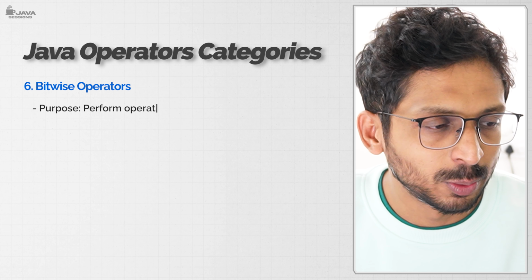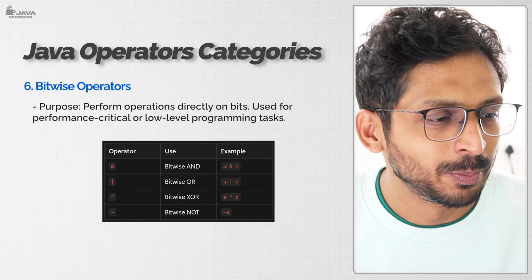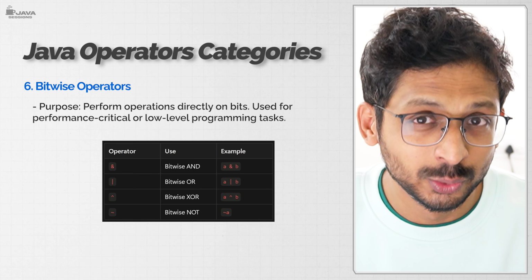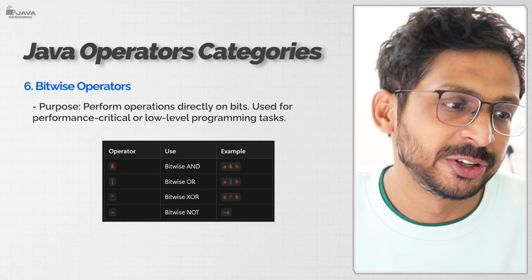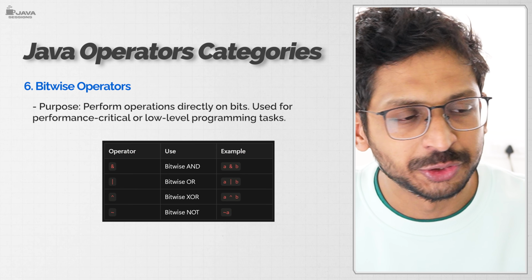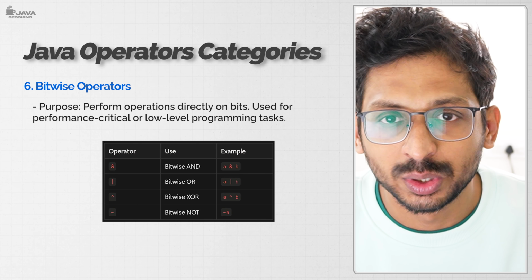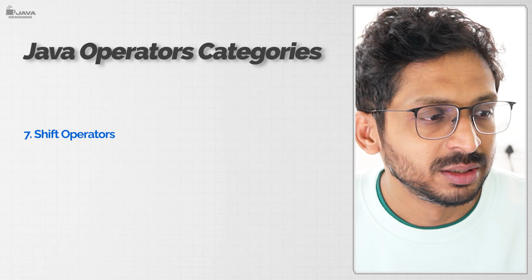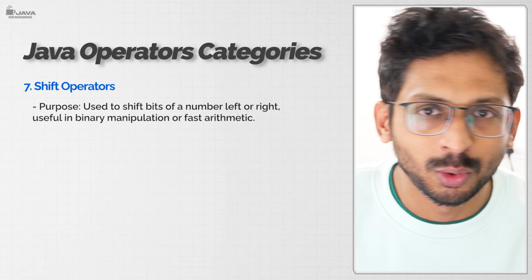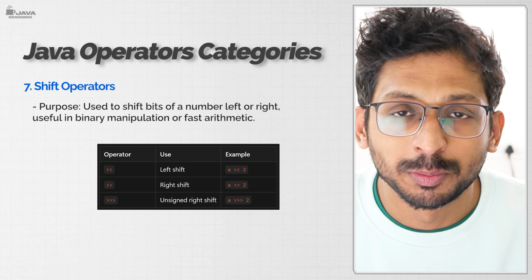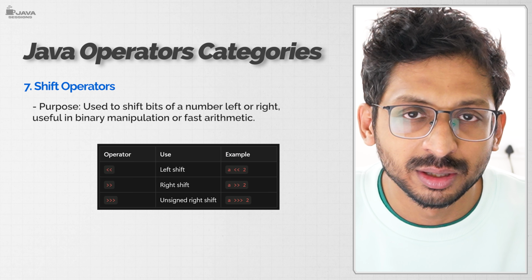Then come the bitwise operators. Bitwise and the shift operators work on low-level tasks. So this is not something you may use very often. Bitwise operators work directly on the bit level. It is great for performing critical and low-level operations like we discussed, and they include the bitwise and, the bitwise or, the bitwise XOR, and the bitwise not. Then come the shift operators. They shift a certain number of bits to the left or the right, and this is used in fast mathematical tasks. Shift operators include the left shift, the right shift, and the unsigned right shift.